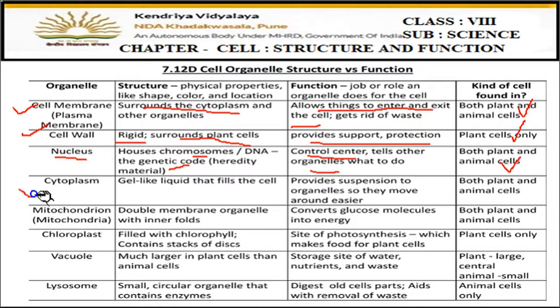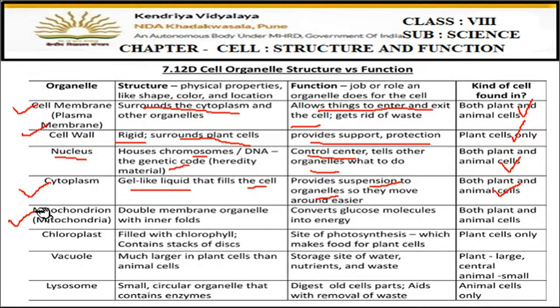Okay, then cytoplasm. Cytoplasm is the gel like liquid that fills the cell, and it provides suspension to the organelles so that they can move easily. It means it is the fluid in which all the cell organelles float and move from one place to another easily. So cytoplasm is also present in both plant and animal cells.